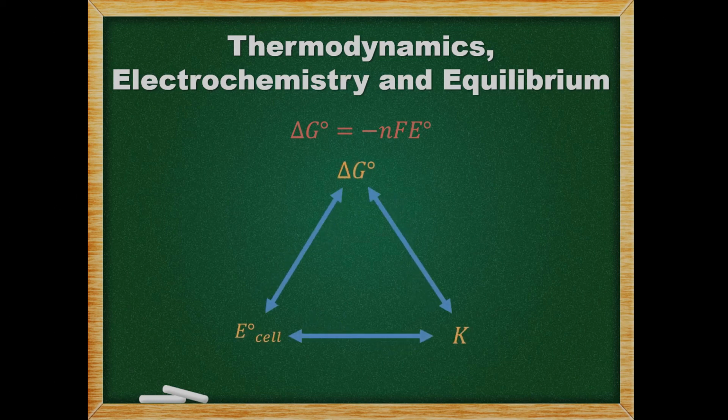We can actually relate free energy, cell potential, and the equilibrium constant using the equations we've learned throughout this course. From this we can see that thermodynamically favorable processes always have positive E0 values and therefore have free energy values that are negative. When delta G is negative or E0 is positive, then K must be greater than 1.